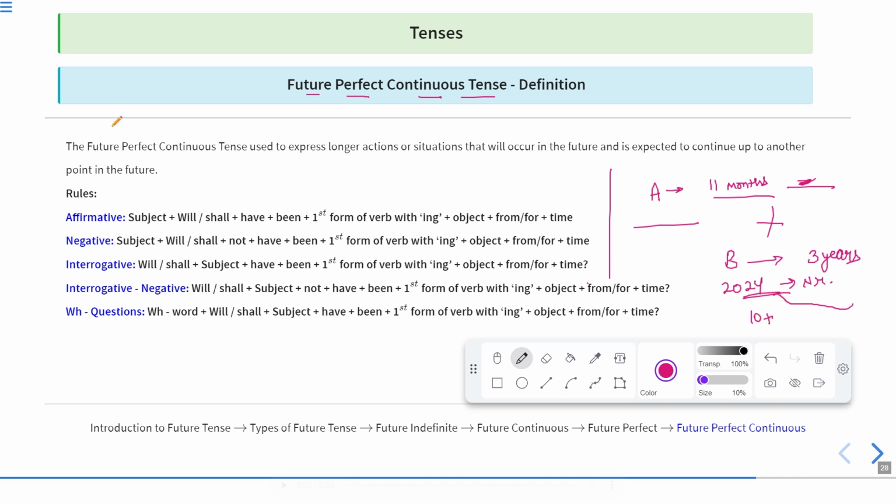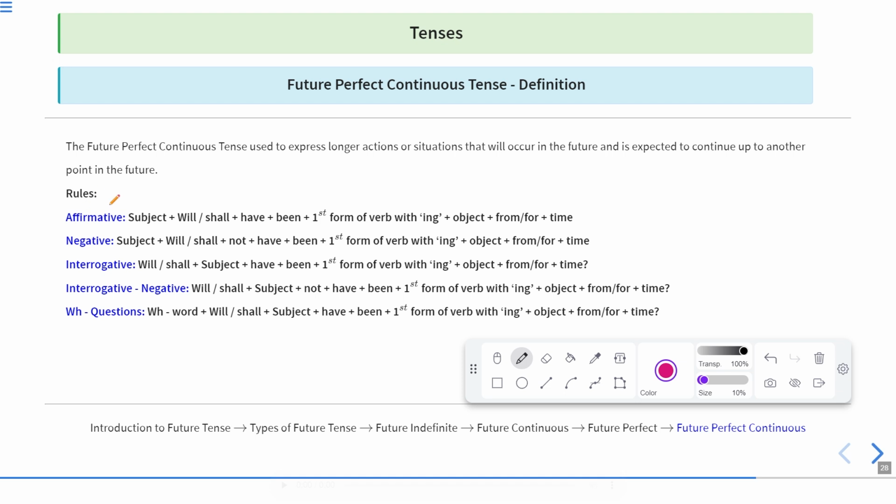Okay, so the future perfect continuous tense is used to express longer actions or situations that will occur in the future and are expected to continue up to another point in the future. Okay, now let us see the rules of future perfect continuous tense. Okay. Now, when we know that this is perfect continuous tense, we know the requirement of these two tenses. Perfect requires have form and verb third form, whereas continuous requires be form and verb with ing. So all these four situations should be fulfilled to make the rules of future perfect continuous tense.